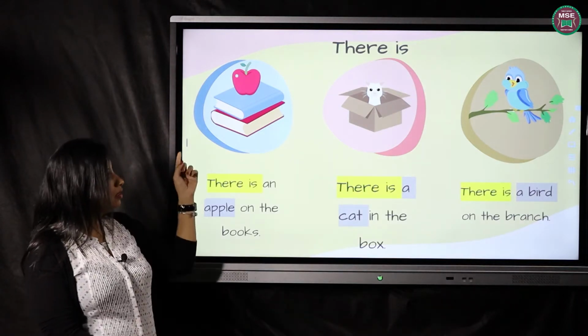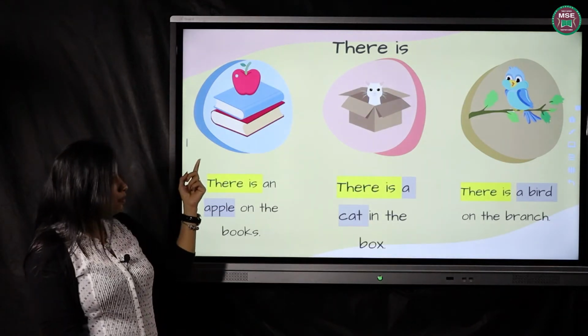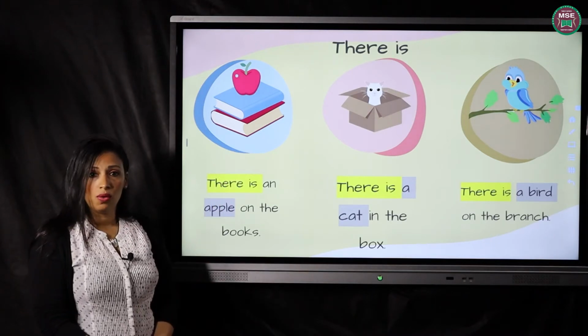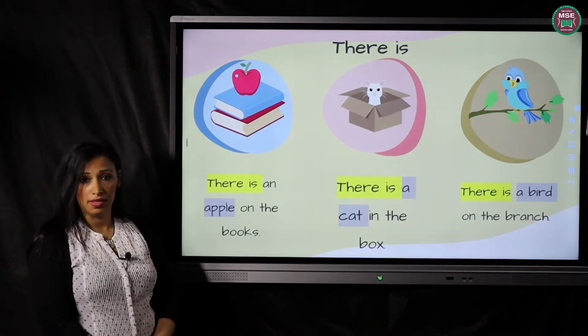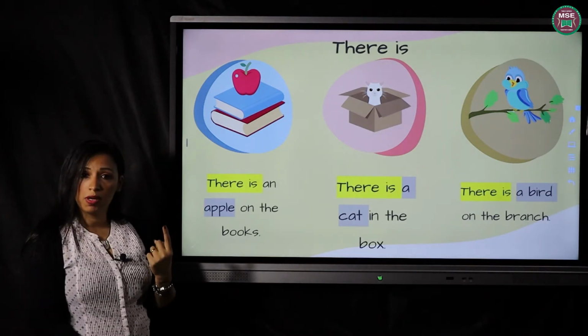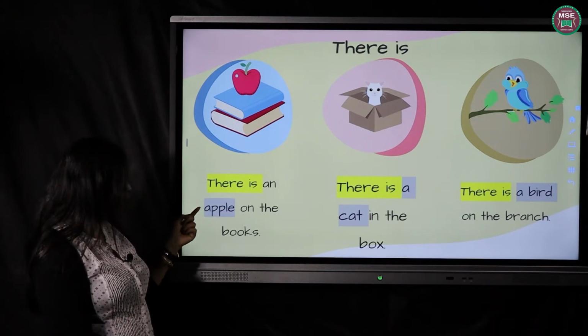Now look here. If you see, we are talking about one thing. One apple, one cat, one bird. So here we used there is. And if you look here, when we are talking about one thing, we have to put a or an before the noun.